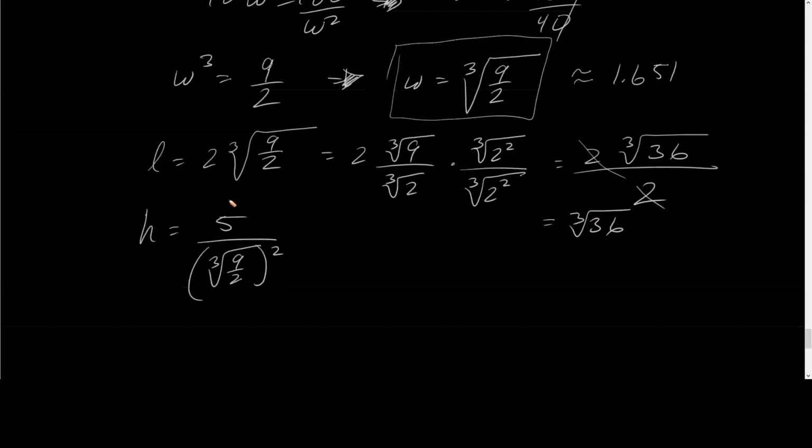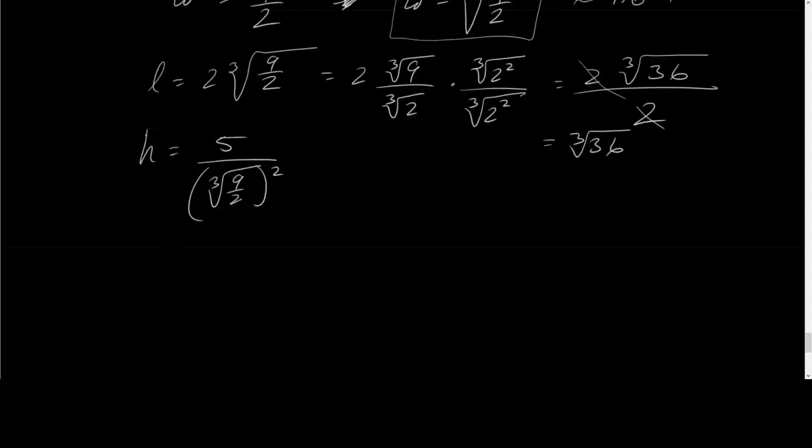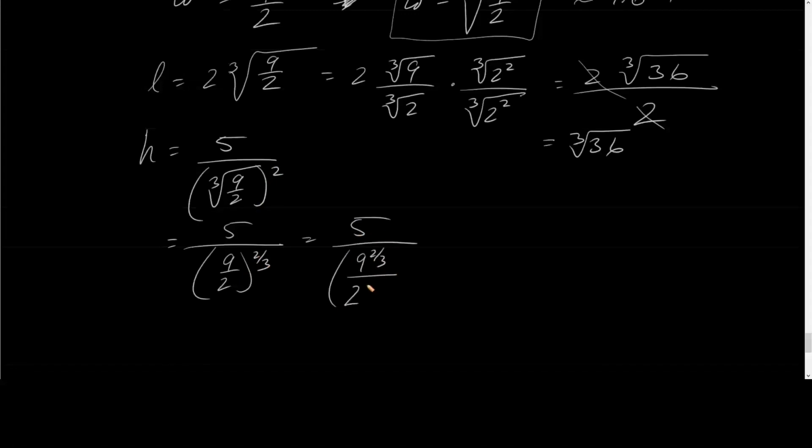Alright, so now for the height. The first thing I'm going to do is rewrite this as 5 over 9 halves to the 2/3. How did I get that? The cube root is the same thing as saying to the power of 1/3, and then I have 9 halves to the 1/3 squared. That's 9 halves to the 2/3. This is the same thing as saying 5 over 9 to the 2/3 over 2 to the 2/3. And in here, I'm dividing by a fraction, which means multiply by the reciprocal.